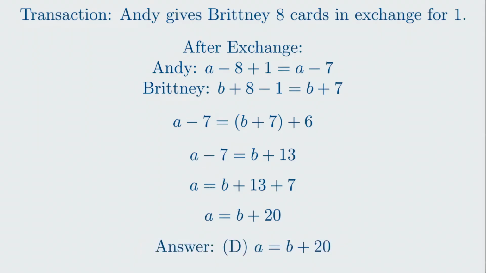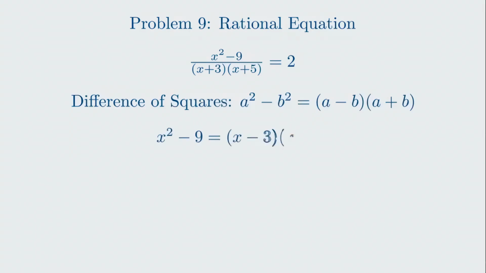Moving on to problem 9, we are asked to find the value of x that satisfies this rational equation. Our equation is x squared minus 9, divided by the quantity x plus 3 times the quantity x plus 5, equals 2. The first thing we should always look for is a way to simplify. Notice the numerator, x squared minus 9. This is a special form called a difference of squares. The difference of squares formula states that a squared minus b squared equals a minus b times a plus b. Applying this to our numerator, x squared minus 9 becomes x minus 3 times x plus 3.